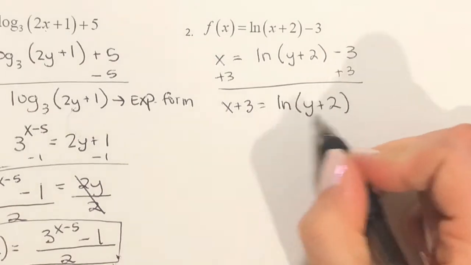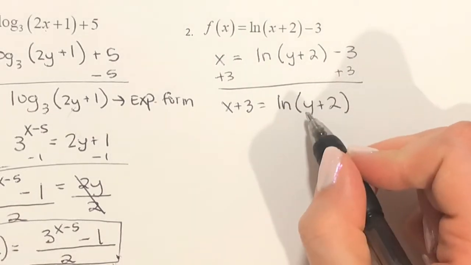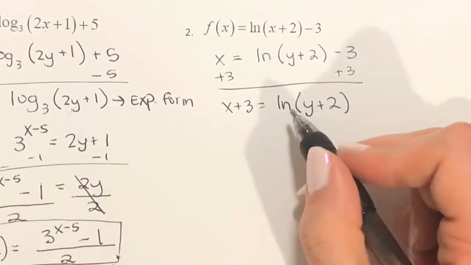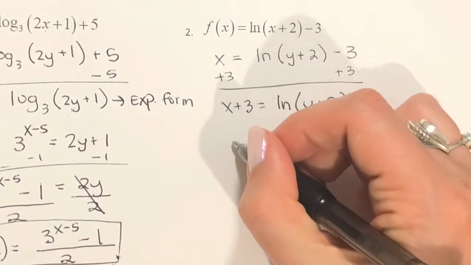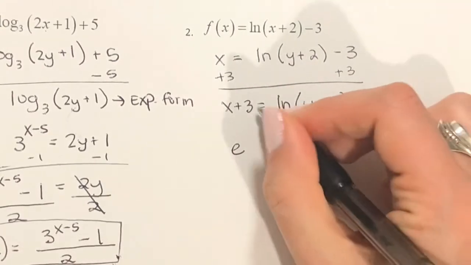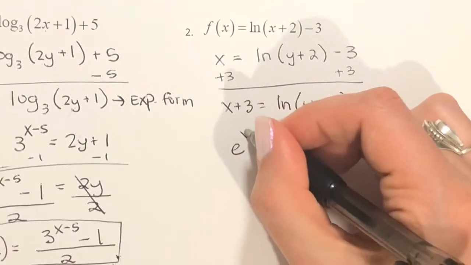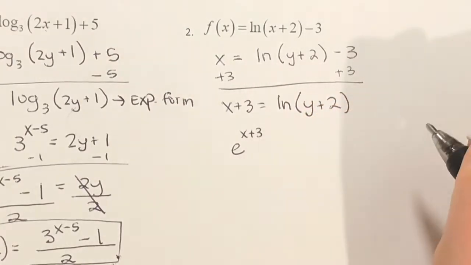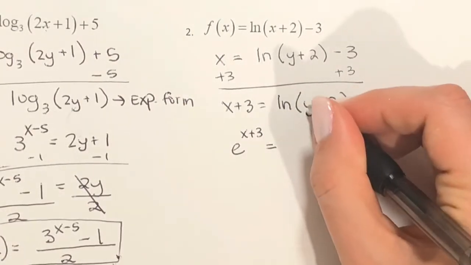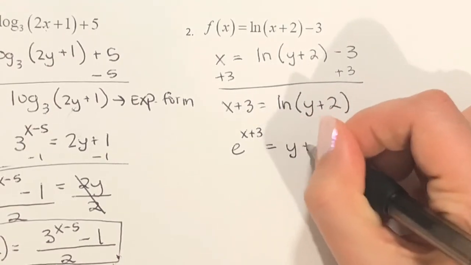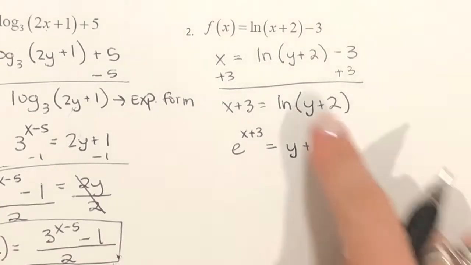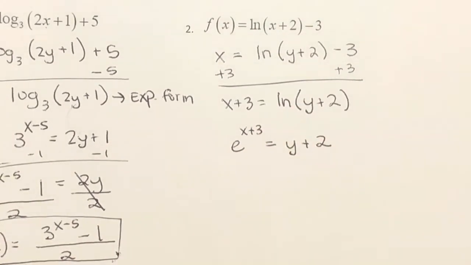But now the y is inside the natural log, so to get it out of the natural log, that's where we go to exponential form. But with natural logs, the base is a base e. So if this is my natural log, whatever it's equal to becomes the exponent. So the x plus 3 comes up here, and then whatever was originally inside the natural log is now what it is equal to. So there's kind of going back and forth between your log form and exponential form.